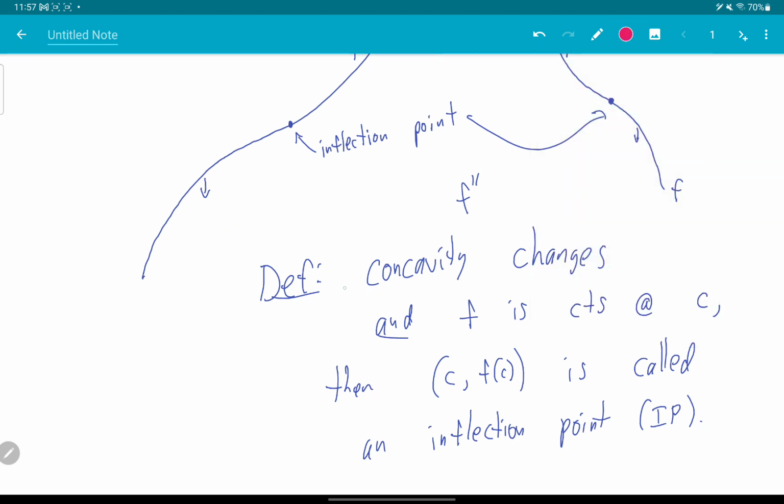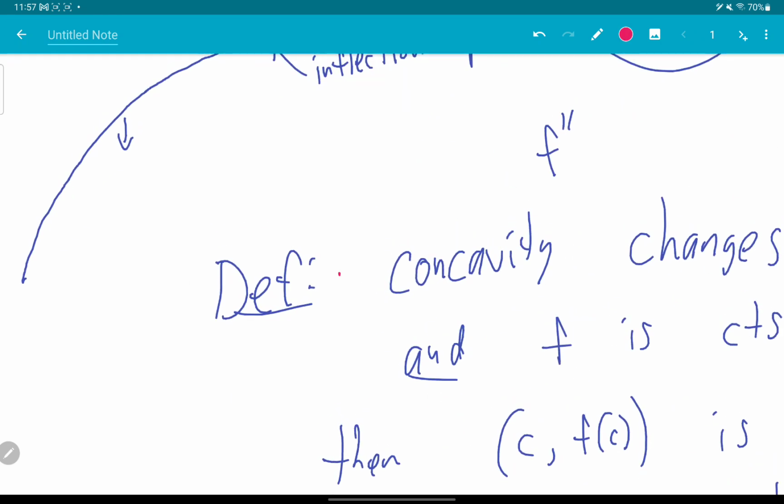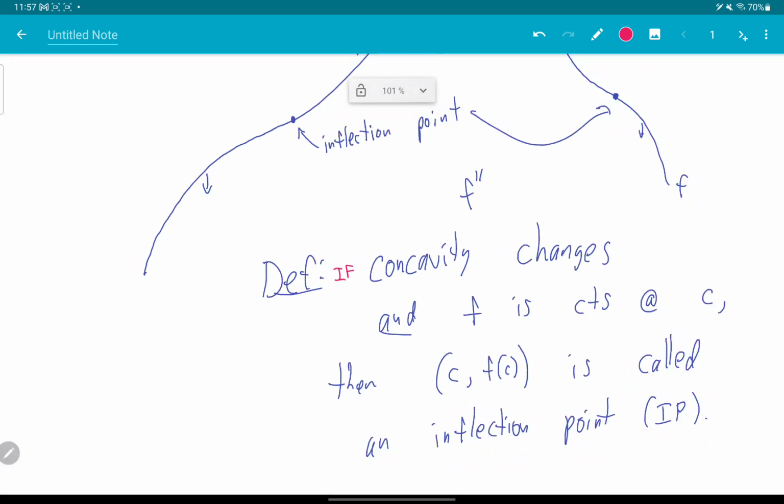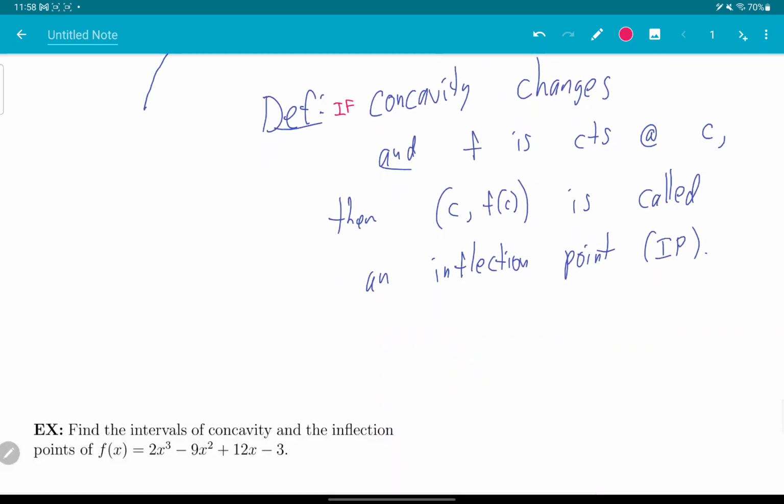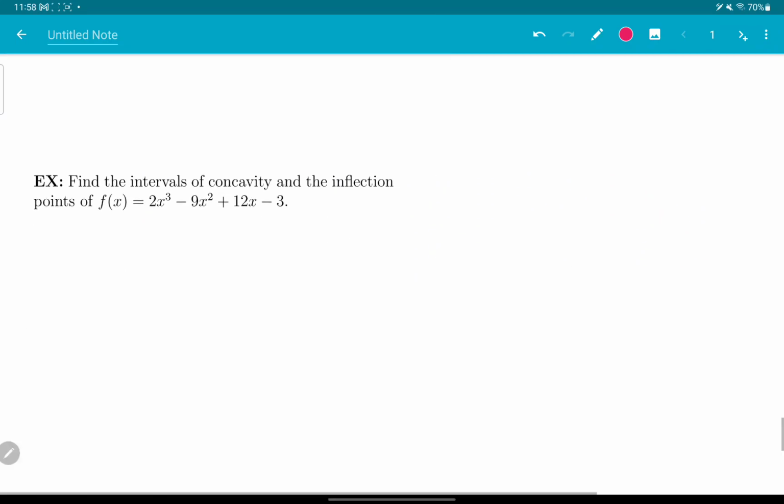I'm missing a word here. Let's say the word right here. I'll put the word if: if concavity changes and f is continuous at C, then (C, f of C) is called an inflection point. Okay, let's do an example to illustrate.